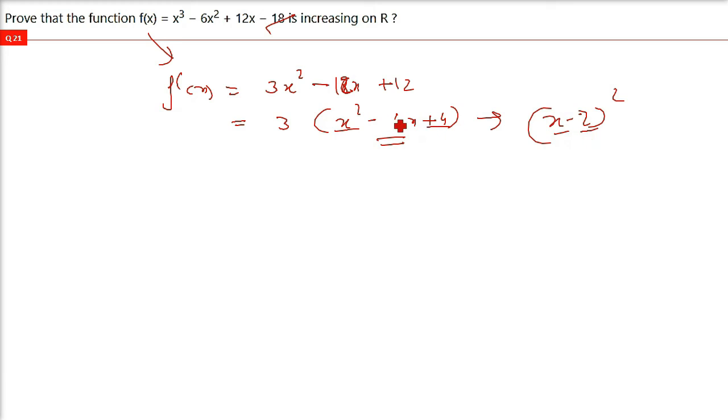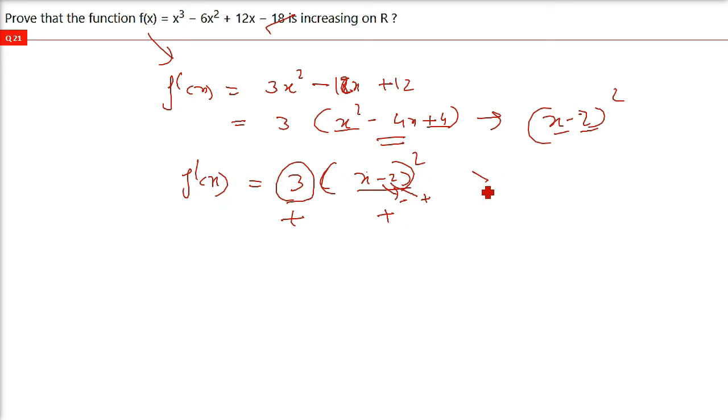a square plus b square minus 2ab, that is the expansion of a minus b whole square. So it is always, 3 is a constant. It is already positive. x minus 2 whole square, as I told you, anything with the power 2 or even power will always be positive. So when you multiply positive with positive, it is going to be positive only. So when it is positive, that means f dash x is greater than 0, or it can even be equal to 0. But it is increasing.